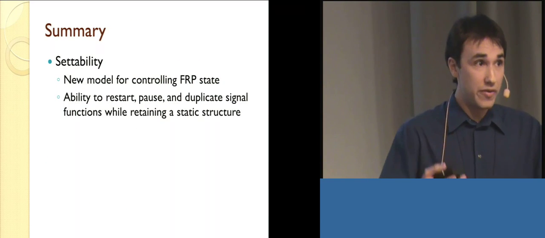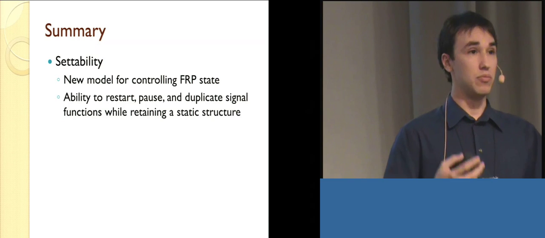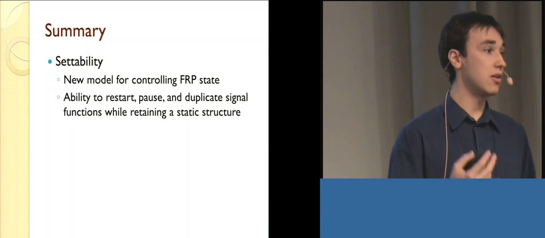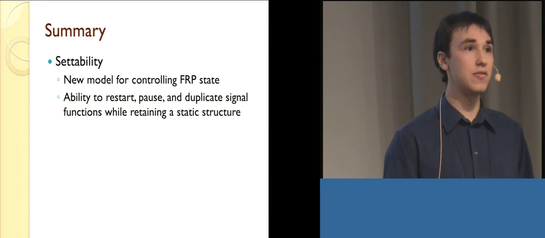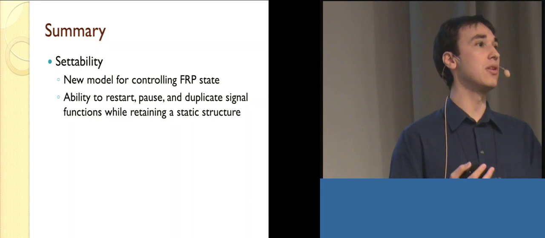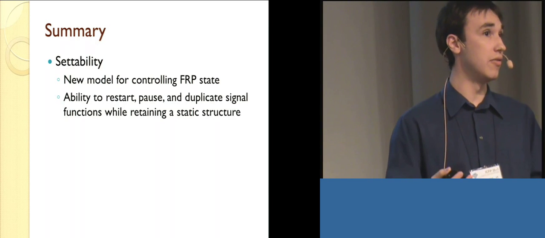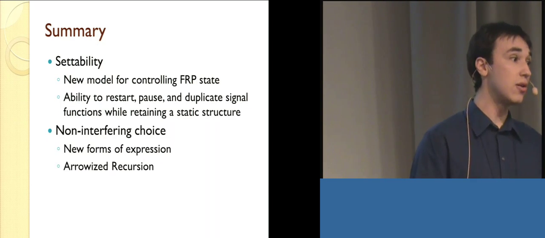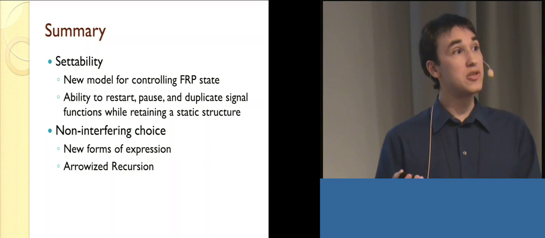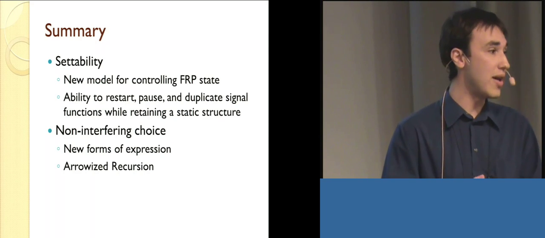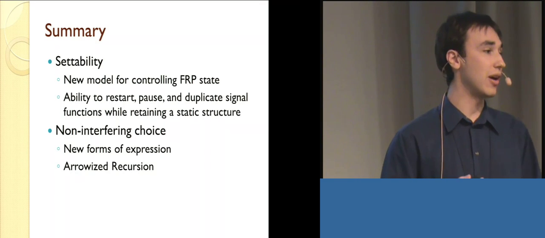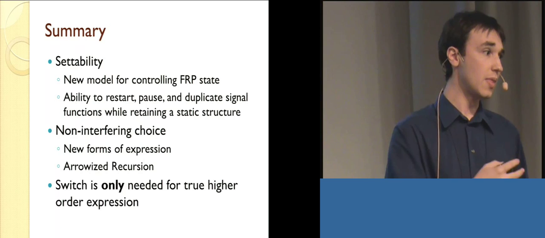So in summary, we've introduced this idea of settability. It's a model for controlling FRP state. It gives us the ability to restart, to pause, to duplicate signal functions without actually changing the structure of the signal functions. We've introduced non-interfering choice, which allows for some new forms of expression, like the integral 1 example, and also arrowized recursion, like the run dynamic I just finished showing.